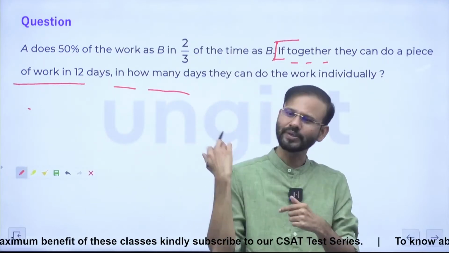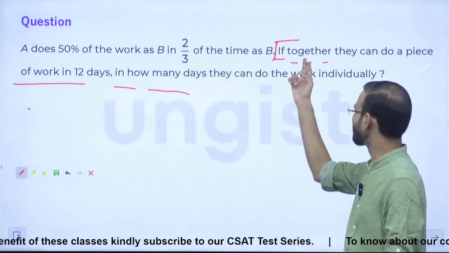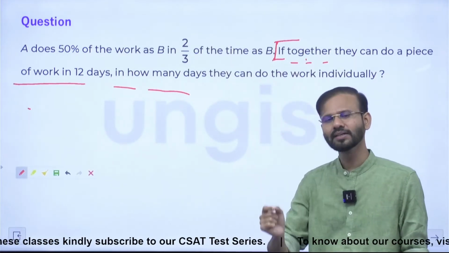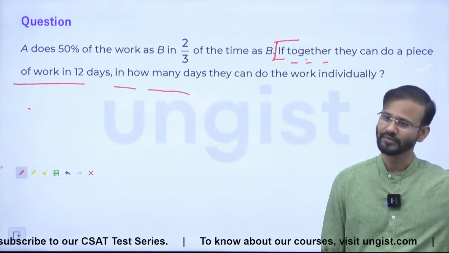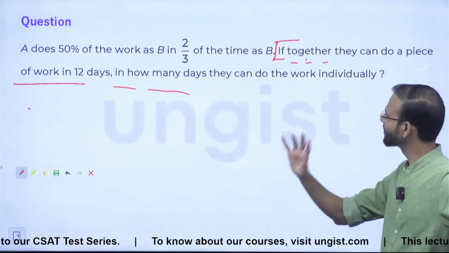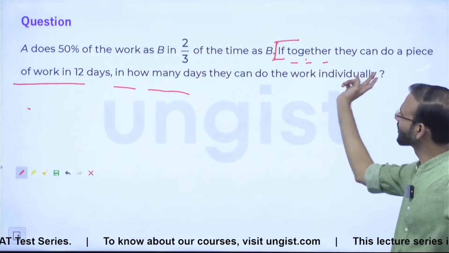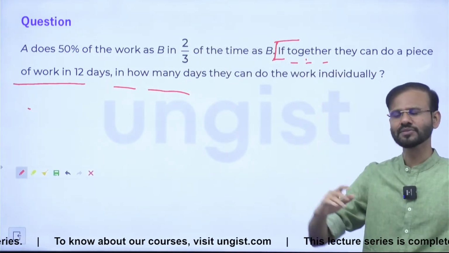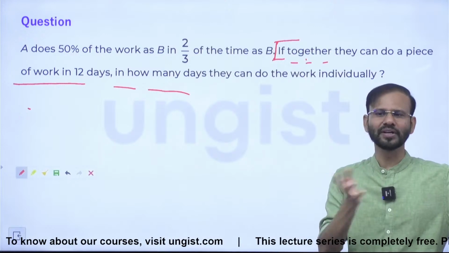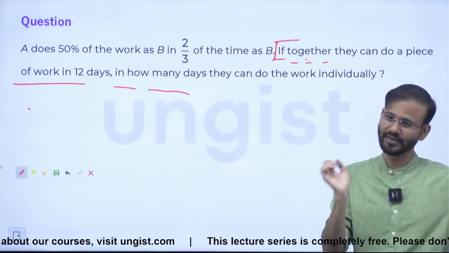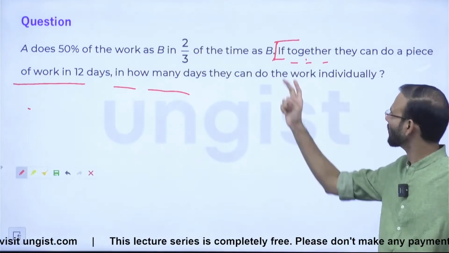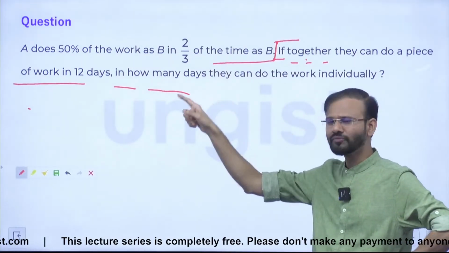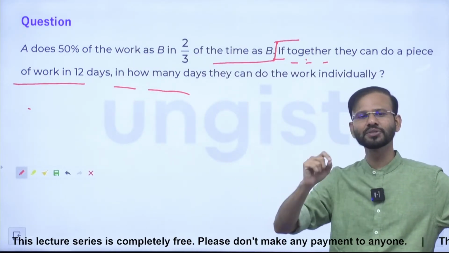So in the last questions, with this data, what extra did we have? We had the ratio of the efficiencies also. The ratio of the efficiencies was given and together they were taking 12 days to finish that task. So in how many days will they perform that work individually? Correct? So this question we could solve. So here also, with this data, what should we find? We should find the ratio of the efficiency.